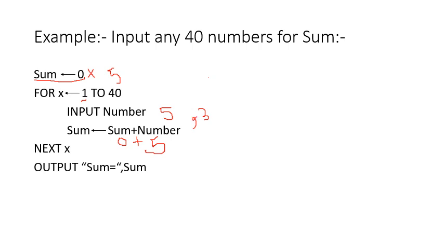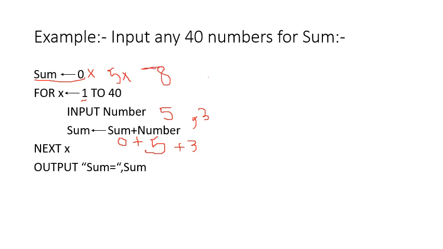Now the 3 value, the sum is already 5 because sum is changed from 0 to 5. So 5 plus 3. This value will now not be 5, because you have added 3 with 5. So this value will now be 8. The sum value will be 8.